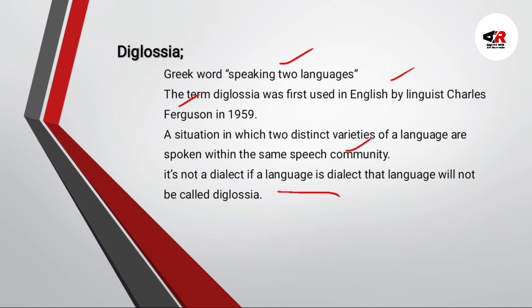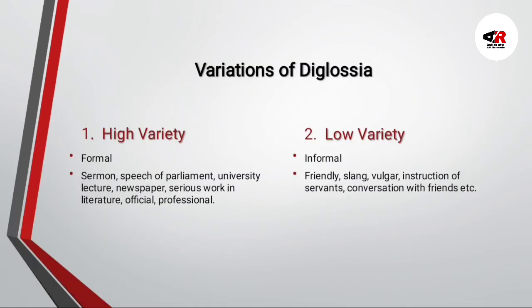Diglossia is not a dialect, because if it is a dialect, then that language will not be called diglossia. So let's understand diglossia by its variations. Variations of diglossia: the first one is high variety, the second one is low variety. In high variety, formal language is used, like in sermons, speeches of parliament, university lectures, newspapers, serious works of literature, and official and professional settings. Here we use the high variety of diglossia.